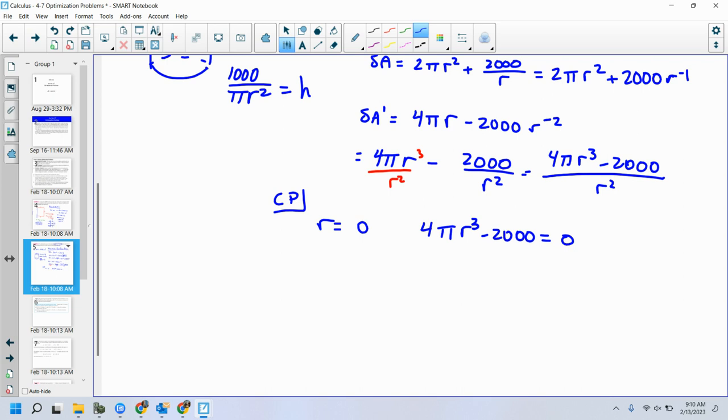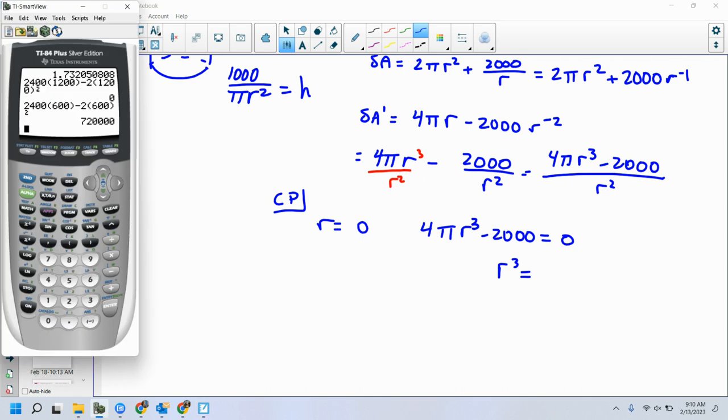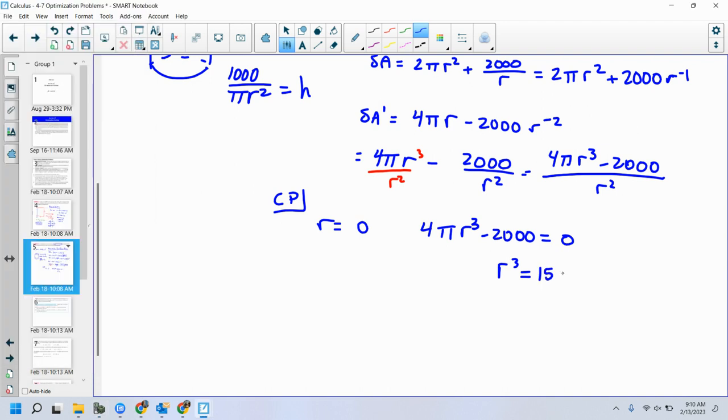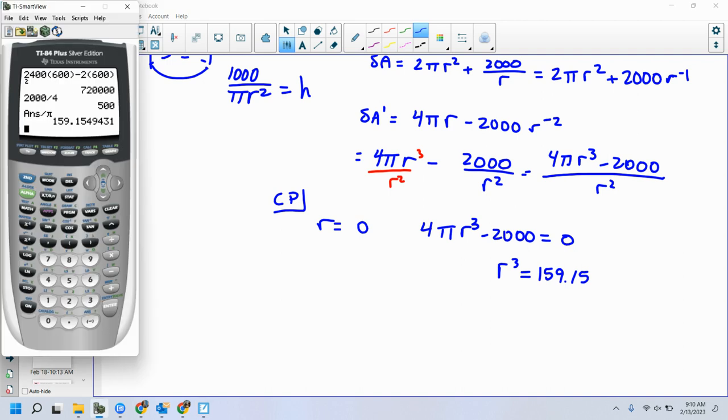Okay, add the 2,000, divided by 4 pi. It's going to give me a decimal here. 2,000 divided by 4 divided by pi. So 500 over pi, 159.15. And I'm going to cube root that. Cube root of my answer: 5.42. Cool.